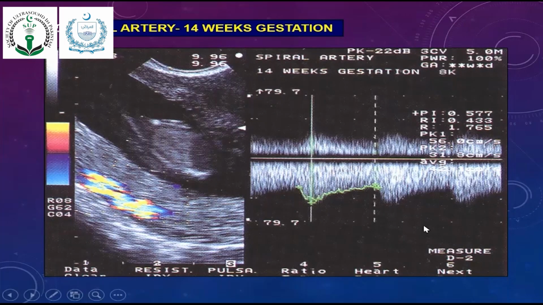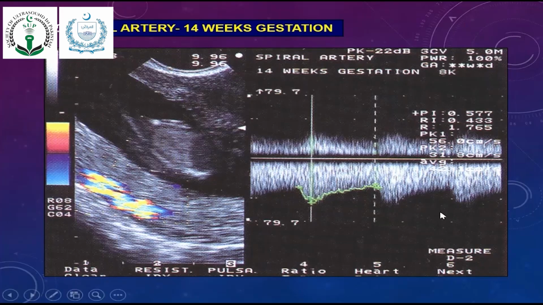Here is a spiral artery at 14 weeks of gestation, and this is the pattern. Now, if I ask you to look at the systolic and diastolic and give me the systolic diastolic ratio, if I don't have all these parameters, just looking at this and this, you can say that this will be about 60 to 70% of the peak systolic velocity. So the ratio can be 1 to 1.5.